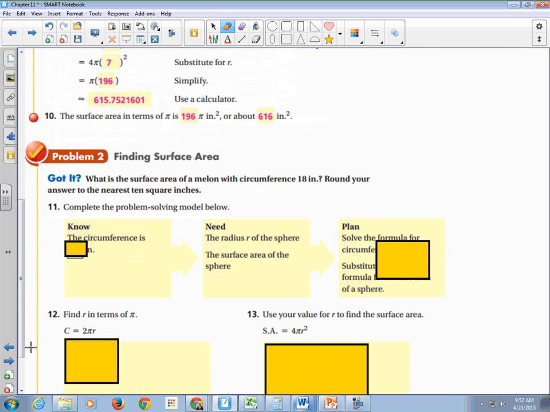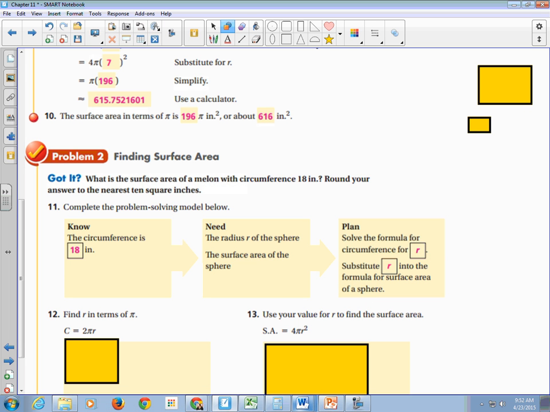All right, this is the tricky part. What is the surface area of a melon with a circumference of 18 inches? Round your answer to the nearest square inch. We know that the circumference is 18 inches. We need the radius of the sphere in order to find the surface area. So we're going to solve the formula for circumference for r, and then substitute r into the formula for surface area.